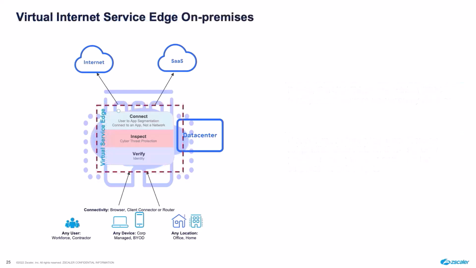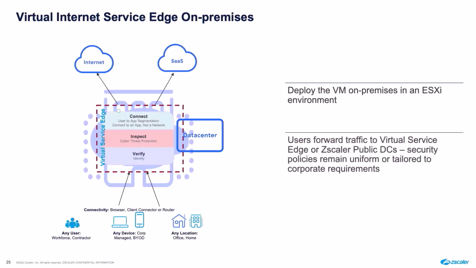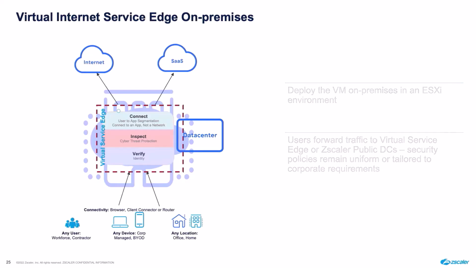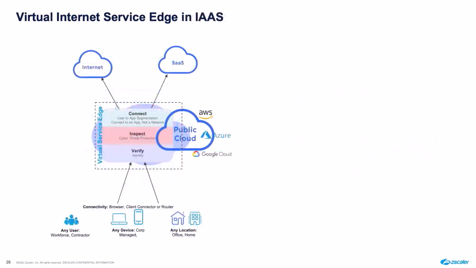With a virtual service edge, you can deploy it within your ESXi environment. Users can then forward traffic to the virtual service edge or the public data centers for the Zero Trust Exchange, meaning the policies are congruent across the different environments.